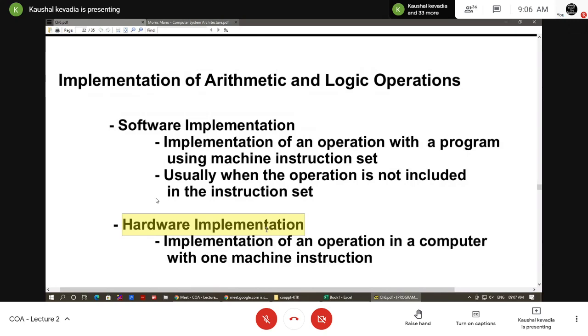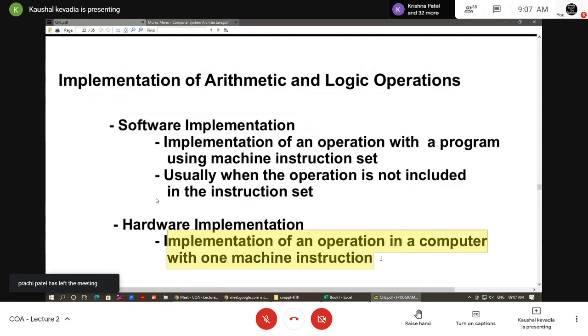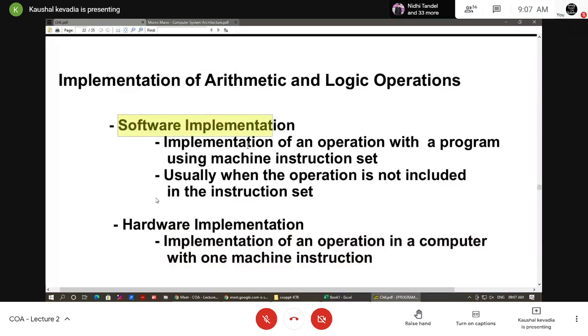Okay, that's why only we can directly use that kind of instruction. So hardware implementation is the implementation of an operation in a computer with one machine instruction. सिंगल मशीन इंस्ट्रक्शन से अगर हम कुछ ऑपरेशन कर पाए तो उसका मतलब क्या है कि वो डायरेक्टली वो फीचर्स अंदर अवेलेबल है. Okay.